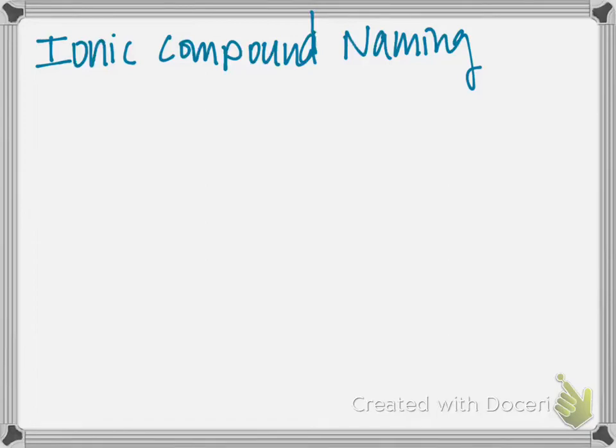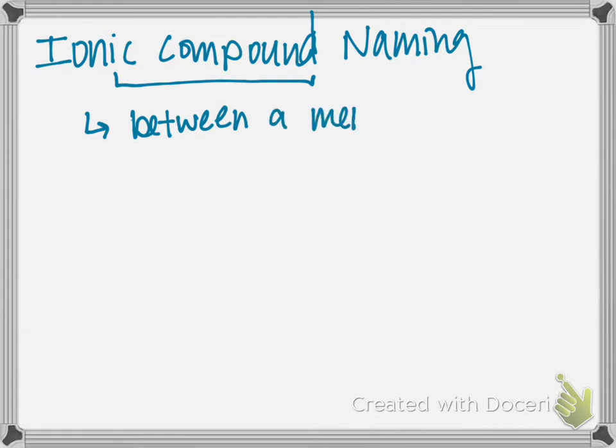So ionic compound naming follows a certain set of rules, considering that it is an ionic compound. First of all, we have to know, what is an ionic compound? An ionic compound is any chemical compound between a metal and a non-metal. Any compound that contains both a metal and a non-metal would be considered an ionic compound.